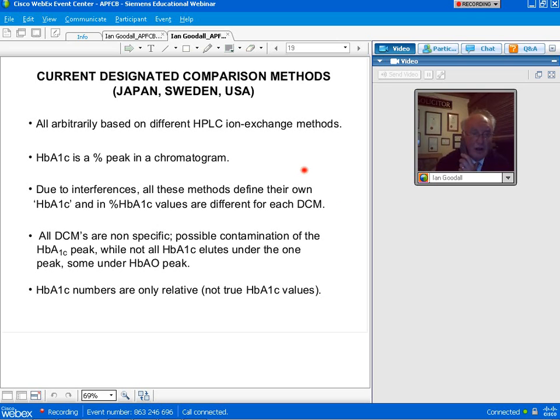From the many yearly trials that we've run every 6 months, what's been produced is master equations, which are taken from the correlation equation, and this is the American one. Hemoglobin A1C in the NGSP equals 0.915 IFCC plus 2.15, and in Japan it's a slightly different formula, and again in Sweden.